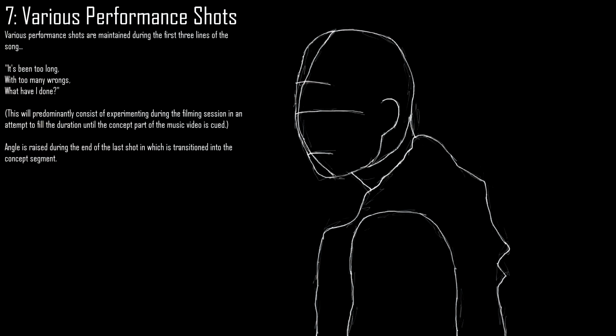Number 7, various performance shots. During the first 3 lines of the song, which consists of "It's been too long, with too many wrongs, what have I done?" Various shots of the performer using the 180-degree rule. This will give a performance aspect to the music video, and essentially we're using the performance elements to help fill in the gaps between the narrative and the conceptual parts of the music video.